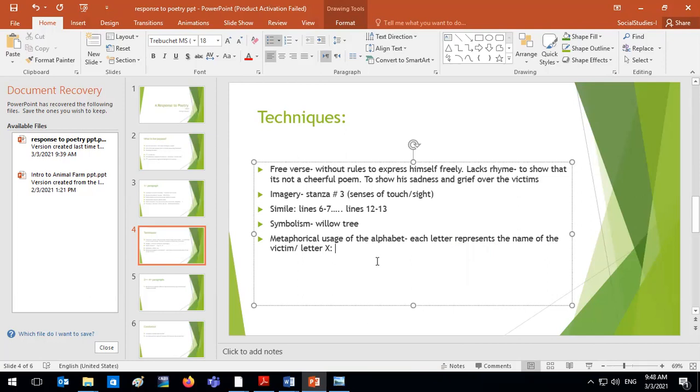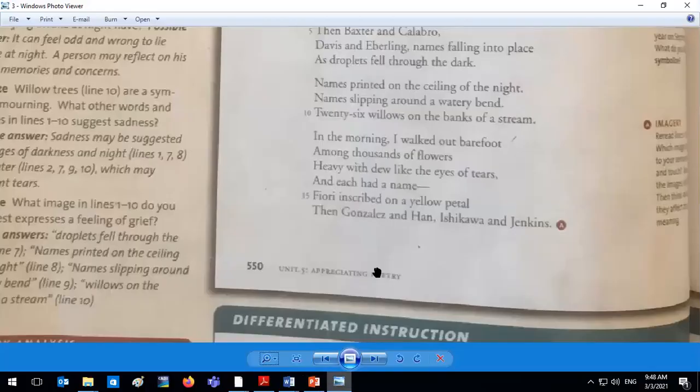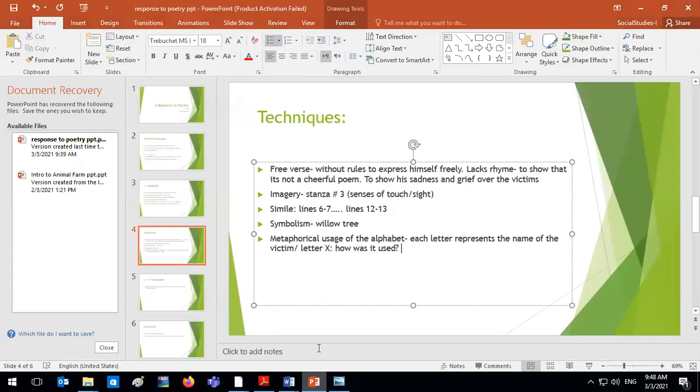So how was it used? We can discuss it. Another thing that you can discuss here is the name choices. Be careful. If you look together here, stanza number 3, line 16: the names Gonzalez, Han, Ishikawa, and Jenkins. Very important. What did we say about these names, Ibrahim? Do you remember what we said about line 16 specifically?